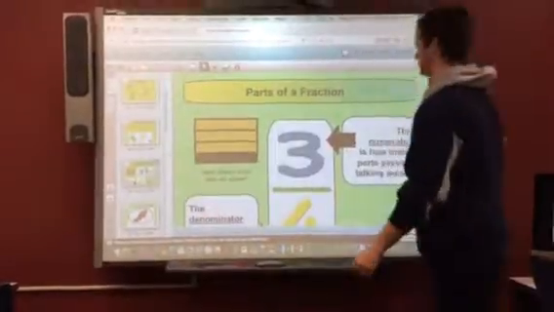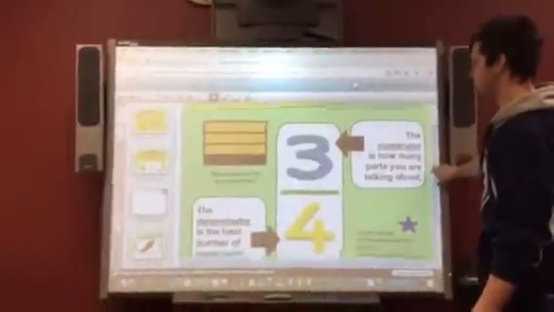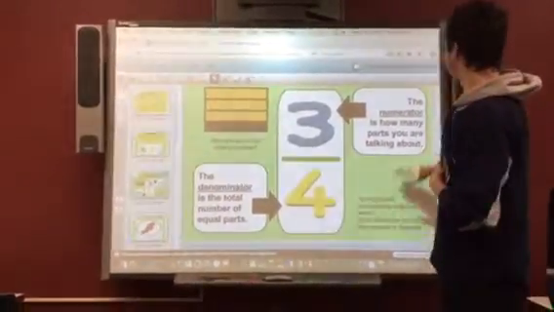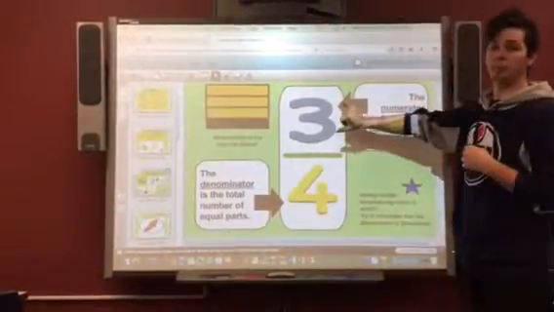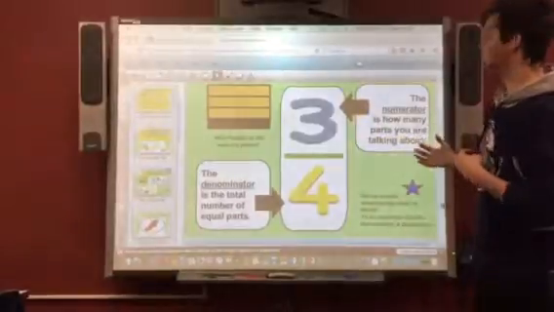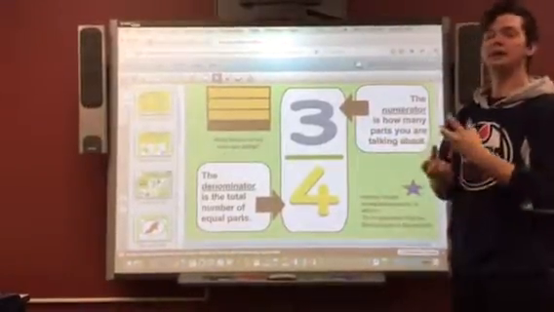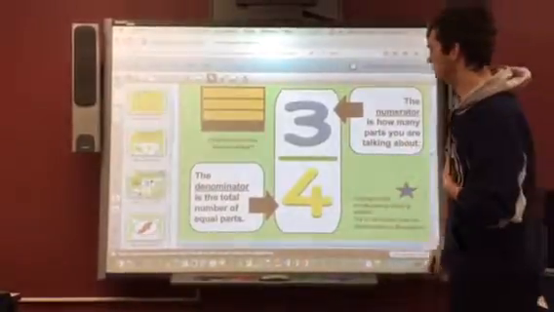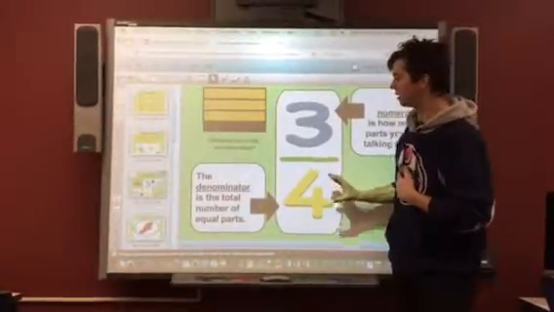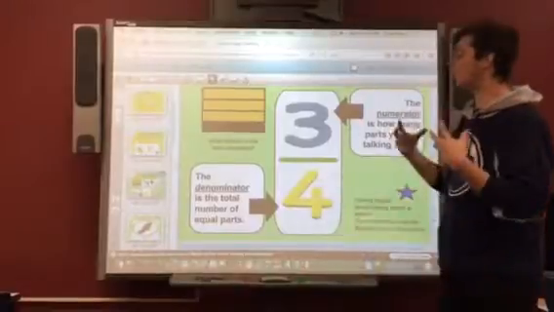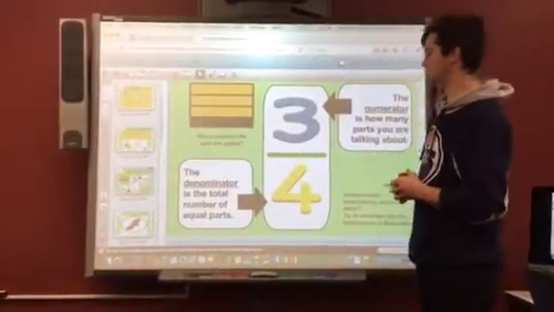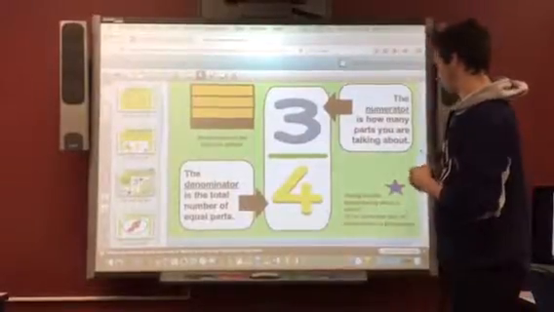Then we're going to move on to parts of a fraction. There are 2 parts of a fraction that we need to learn about, and that is the numerator, which is the top part of the fraction, which is how many parts you're actually talking about. So how many pieces of the pizza are you going to eat or want to have? And then the bottom half of the fraction is the denominator. And that's the total number of the equal parts. So that is the whole amount that you're dealing with to start, which is great.